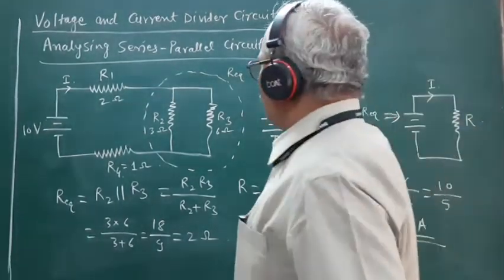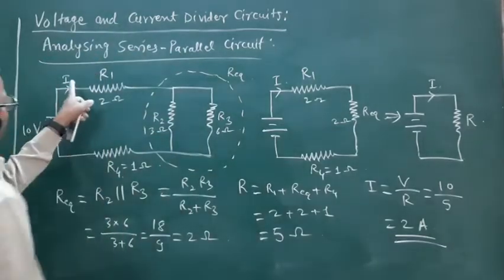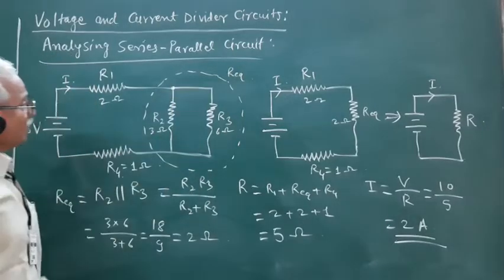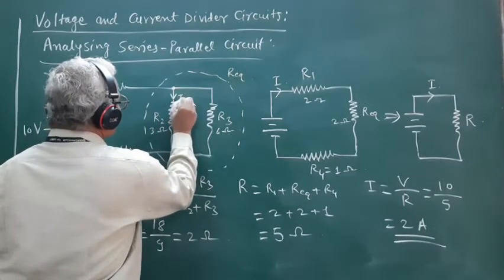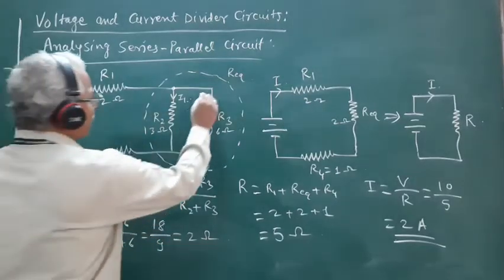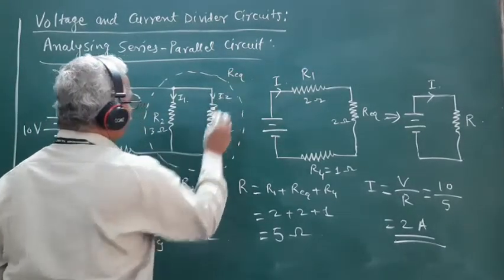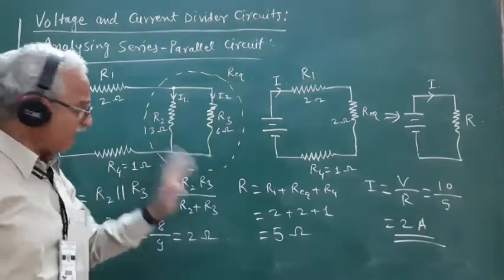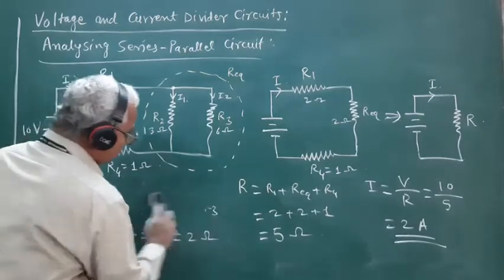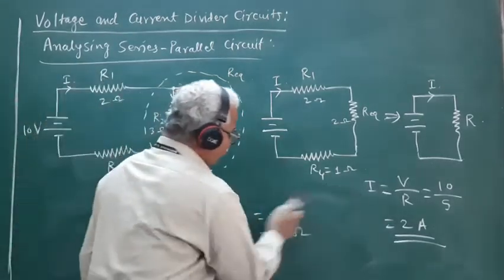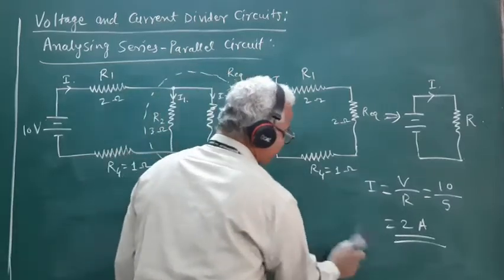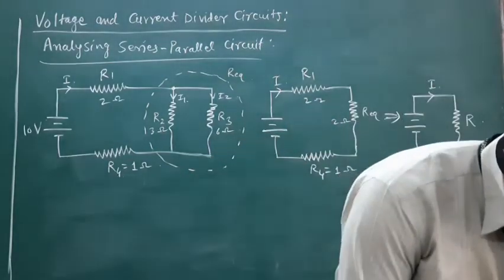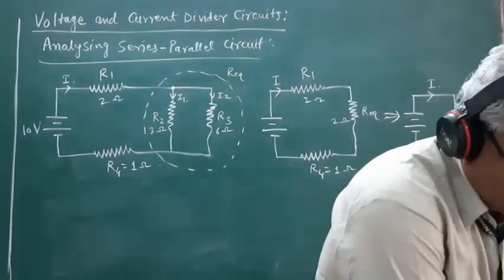Now, when this current of 2 ampere flows through this resistance R1 and reaches this junction, part I1 flows through the resistance R2 and part I2 flows through the resistance R3. How to find out these currents I1 and I2? To find out the currents I1 and I2 flowing through the resistors R2 and R3, again we can make use of the inverse proportionate formula for the currents.